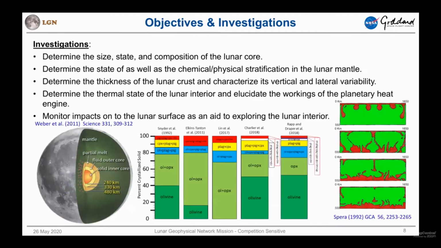So our investigations, we have 5 of those, and it's all about determining the size, state, and composition of the lunar core, and then the physical stratification within the lunar mantle, and looking at the thickness variations therein, and then the thermal state of the lunar interior by taking measurements well within terrain boundaries, and then using current impacts as a seismic source to aid in exploring the lunar interior. And you can see there in terms of magma ocean differentiation and potential overturn of that cumulate pile. And then René's seminal paper in 2011, that put forward a model for the inner core, outer core, and then the partial melt layer at the base of the mantle. And again, this is base data, and this remains to be tested.